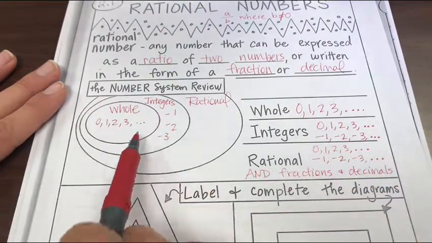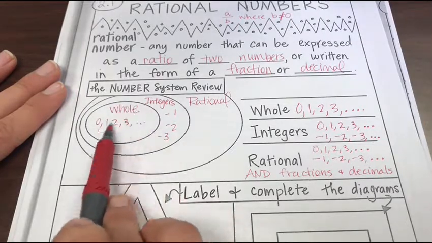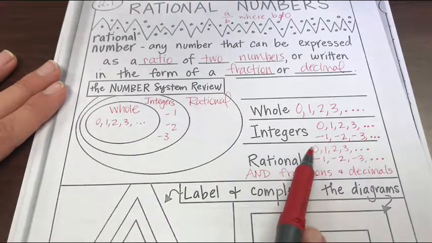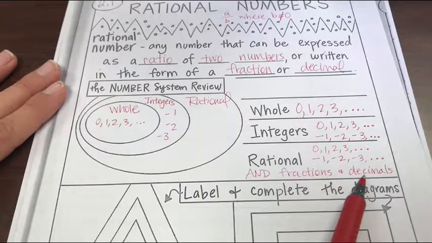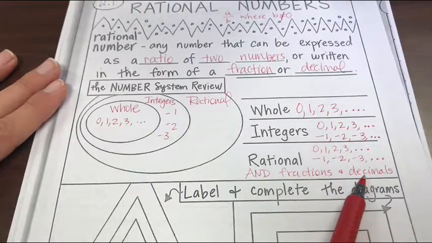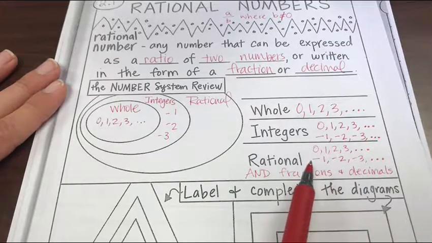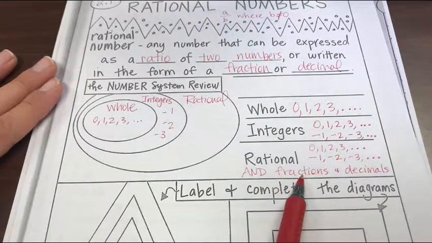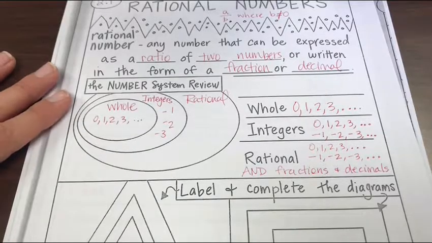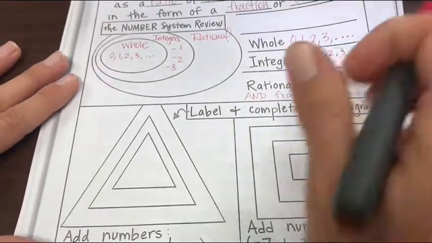And rational numbers, again, are all of the whole numbers, all of the integers, and then the fractions and decimals that we come into contact with, whether they be improper fractions or proper fractions. All right, remember, you can pause this if you need time to write it down.